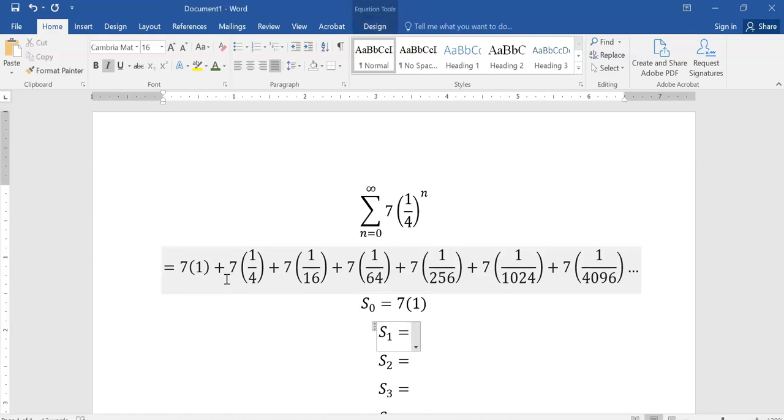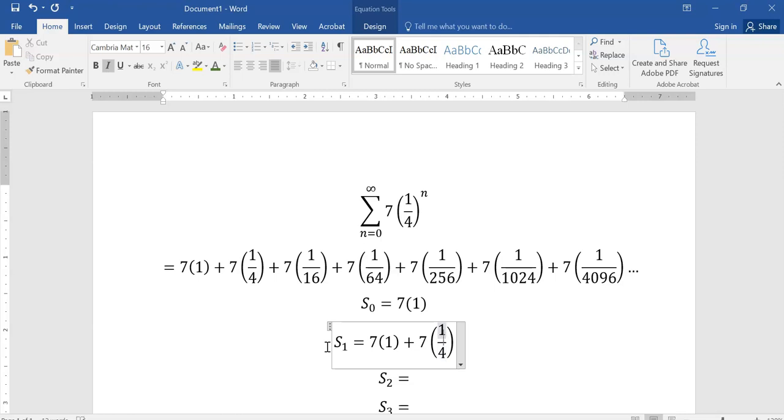By the way, I'm writing that 7 out there on purpose. I'm not multiplying it in on purpose right now. If I look at my first partial sum, I'm going to look at the 0 term and the 1 term. So 7 times 1 plus 7 times 1/4. Okay. Now, notice these 7s I can factor out if I'd like. So what I could do is factor out the 7 and do 1 plus 1/4 in here.